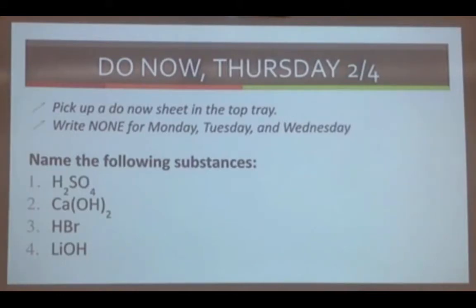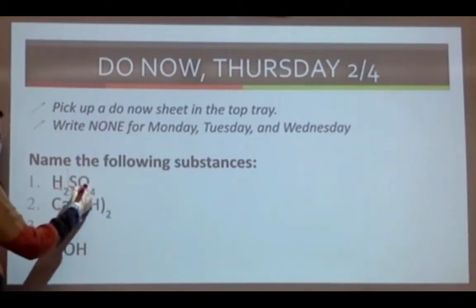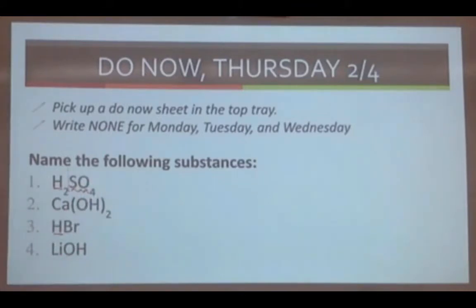When you're looking at naming, you always want to pay attention to what you have combined. So here we have hydrogen combined with SO4. I'm going to put a dotted line down. Whenever you have hydrogen at the beginning, like in number 1 and number 3, that tells you that it's an acid, because acids and bases are named differently. With acids, when you have a polyatomic, like SO4, it's going to be named differently than if you just have a single element like Br.